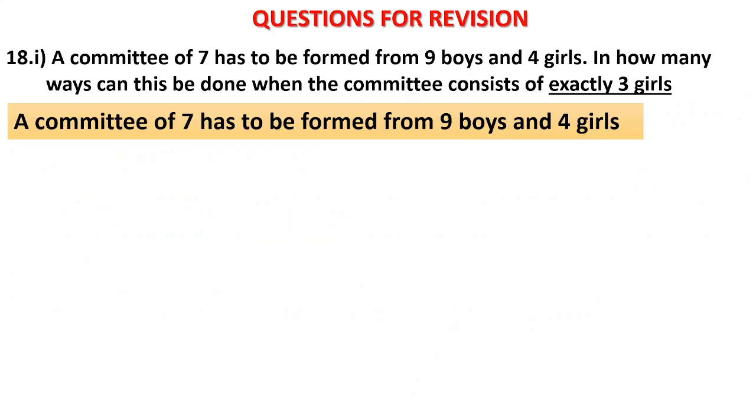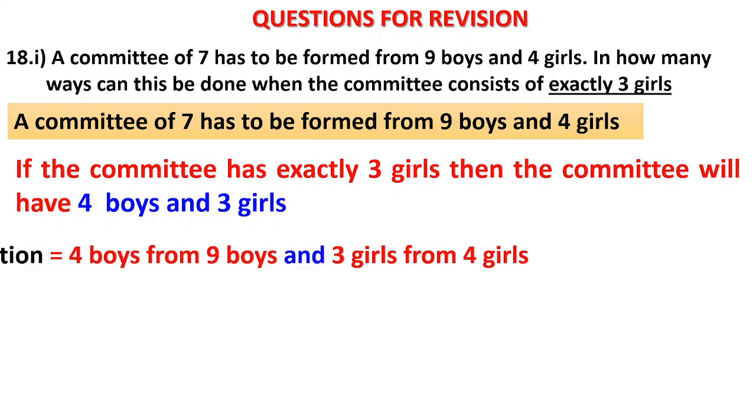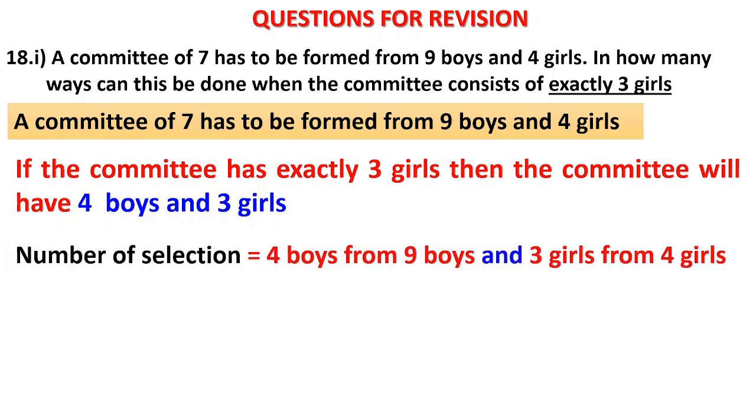Let us move on to the question in combination. A committee of 7 has to be formed from 9 boys and 4 girls. In how many ways can this be done when the committee consists of exactly 3 girls? This is subdivision 1 of question 18. Okay, 9 boys and 4 girls. Exactly 3 girls means 4 boys and 3 girls. Therefore, 4 boys from 9 boys and 3 girls from 4 girls. Therefore, 9C4 into 4C3.